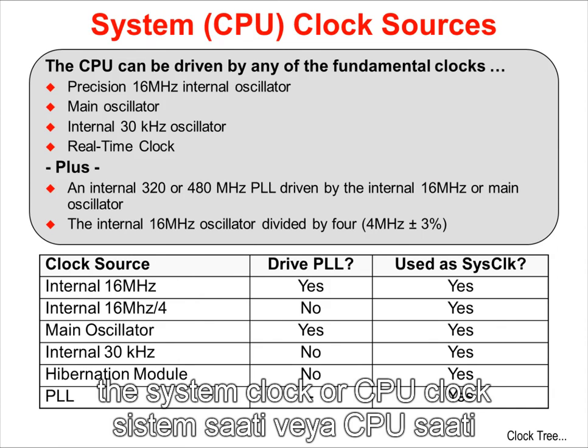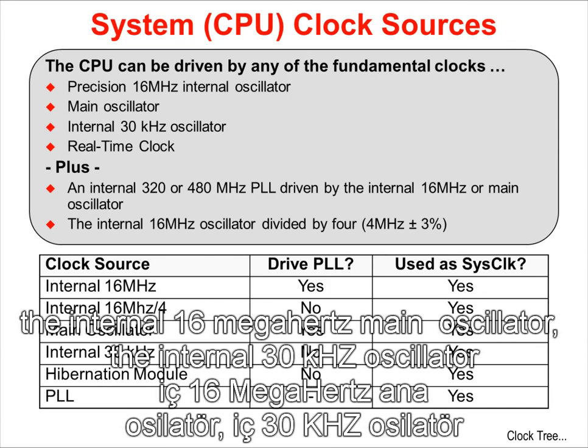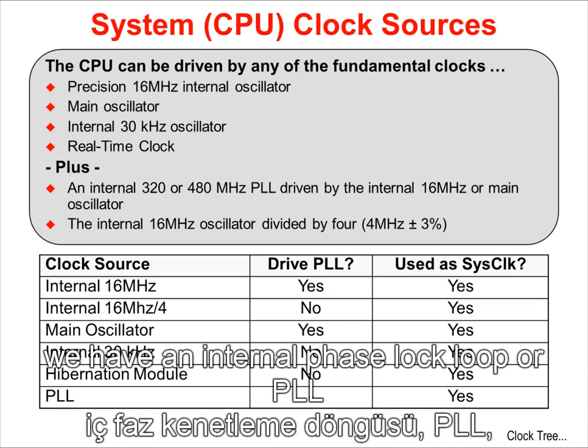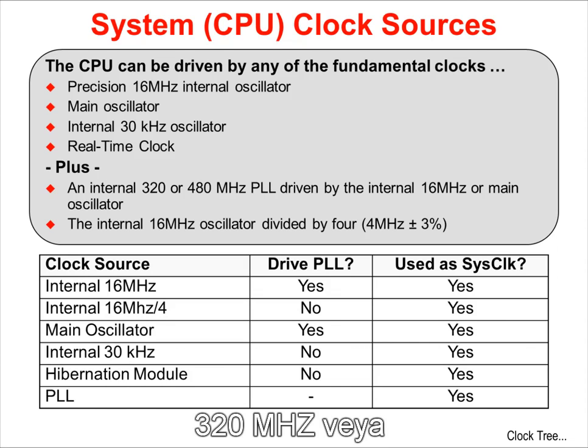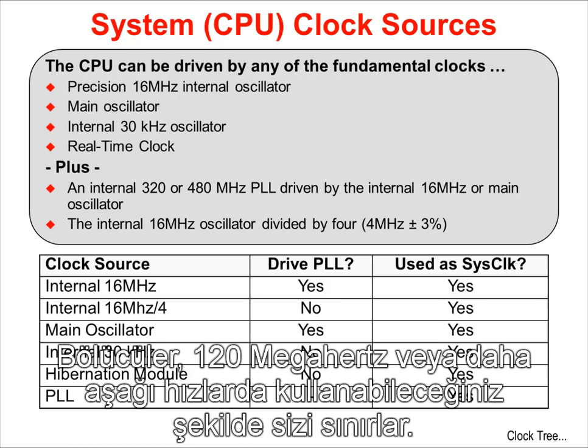The system clock, or CPU clock, can be driven by any of the fundamental clocks: the internal 16 MHz main oscillator, the internal 30 kHz oscillator, and the external real-time oscillator. In addition, we have an internal phase lock loop, or PLL, that runs at both 320 or 480 MHz. No, you can't run the CPU at these speeds. Dividers limit you to 120 MHz and below.